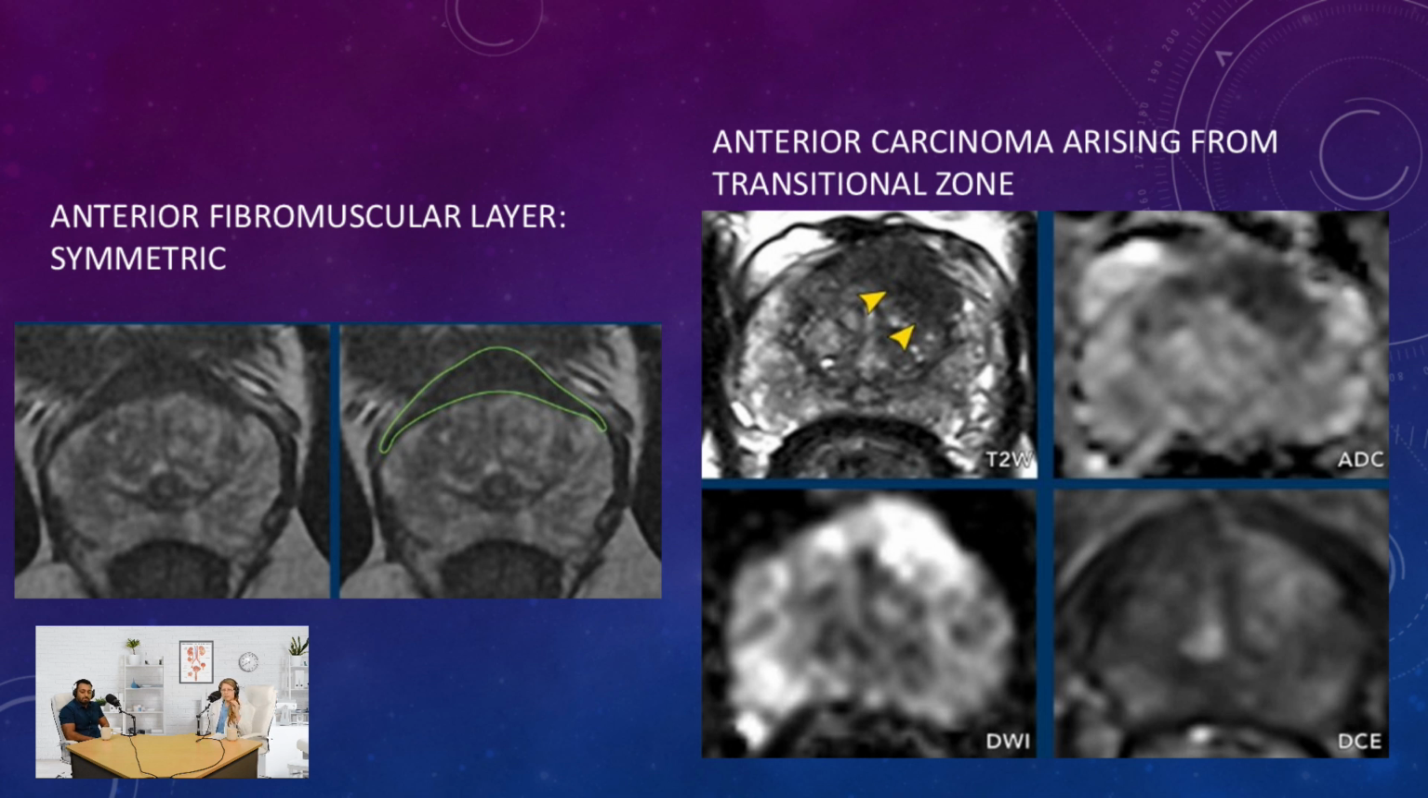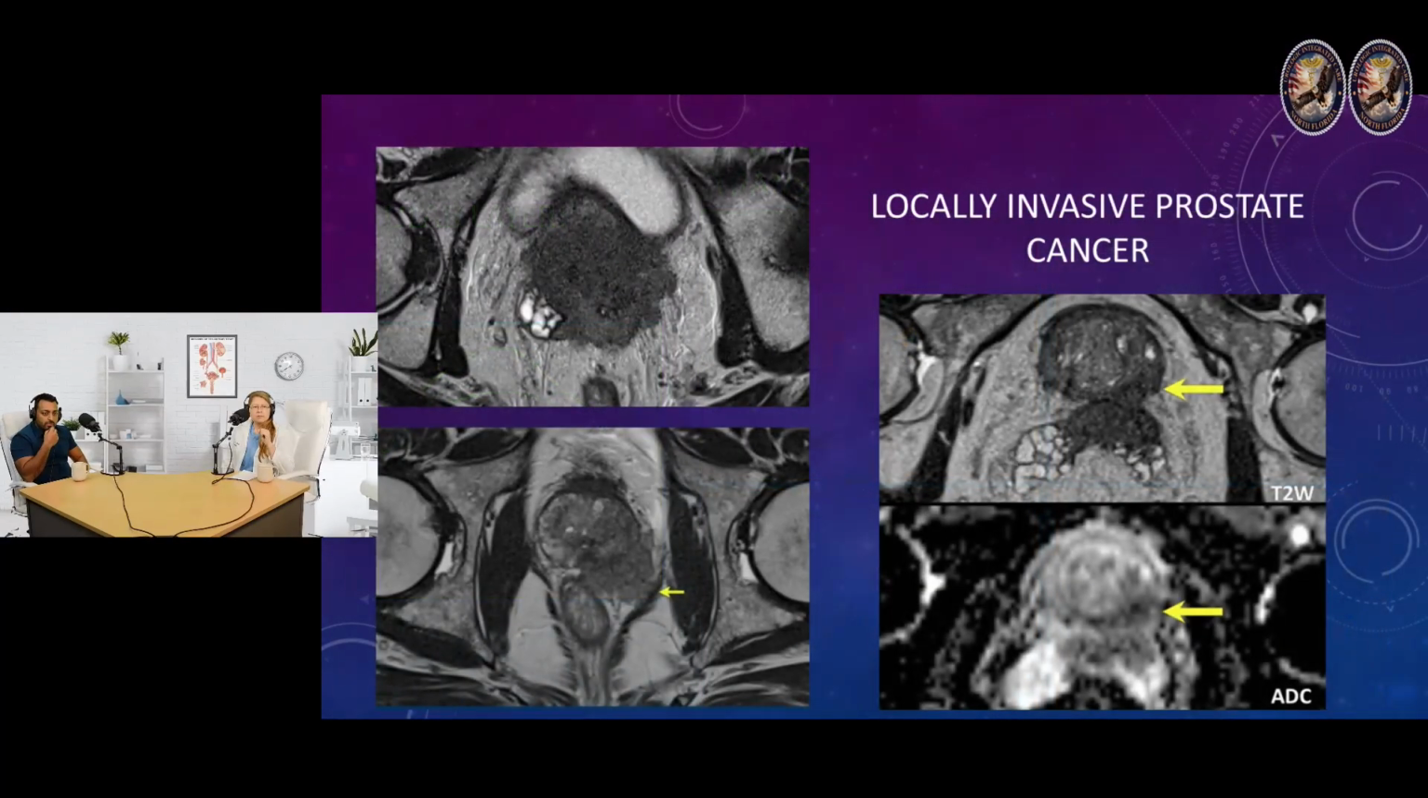Now, the anterior fibromuscular layer is different than anterior carcinoma. So you can see a T2-weighted image, ADC, diffusion-weighted image, and dynamic contrast enhancement series, where you can see the anterior carcinoma rising from the transitional zone, going anteriorly, and you can see it as a very bright image on the diffusion-weighted image and dark features in the ADC. Next slide.